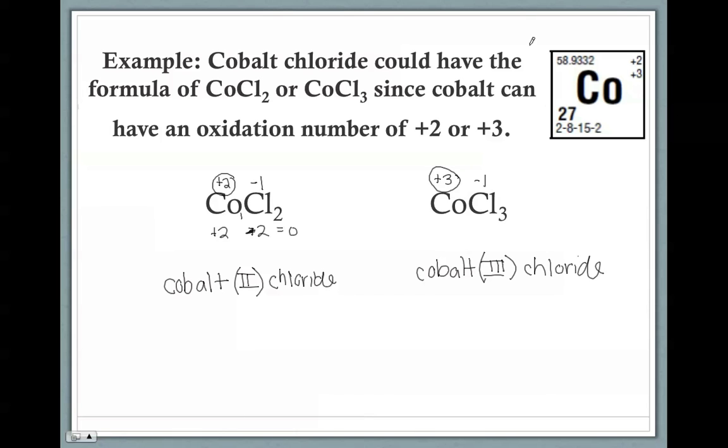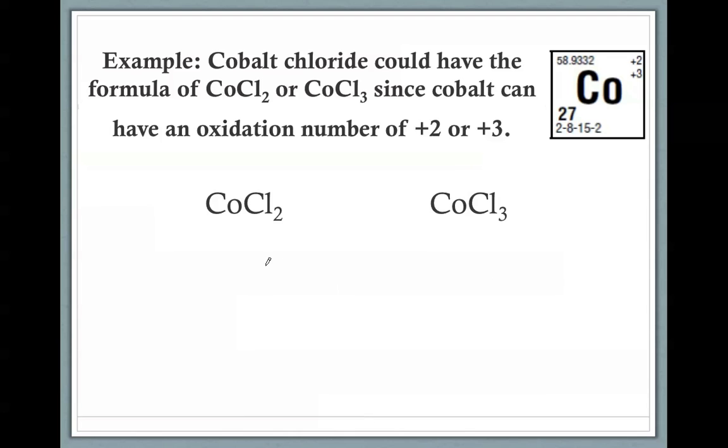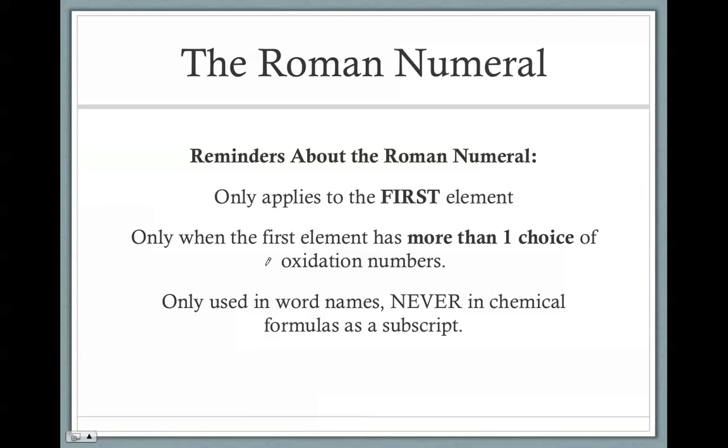So again, any of these metals particularly, or any positive oxidation number element that has more than one, we can't just pick from the list. We're going to have to use the formula to calculate the number and then show that as a Roman numeral. And we'll be doing a lot of practice with that. So just some quick things about the Roman numeral. It only applies to the first element. It's only when the first element has more than one choice of oxidation numbers listed, and it's only ever used in word names. We never actually use it as a subscript.